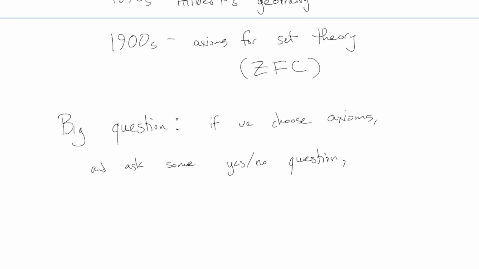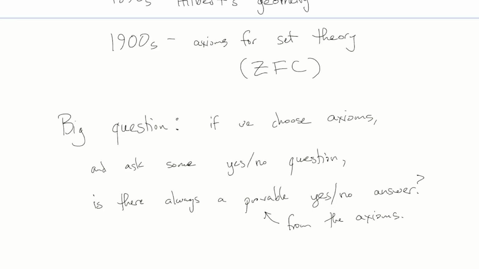If we choose axioms and ask some yes or no question, is there always a provable yes or no answer? By provable, I mean from the axioms. All right? This is kind of the point of axioms. The whole idea is that you choose axioms, and the reason you have the axioms is so that you can prove or decide the answer to any questions that you might want to ask about those axioms. So if we choose some axioms and ask some yes or no question, is there always a provable yes or no answer using the axioms? I feel like the answer to this should probably be yes. That's kind of the purpose of axioms, that you use the axioms to answer any mathematical questions that you might want to ask.